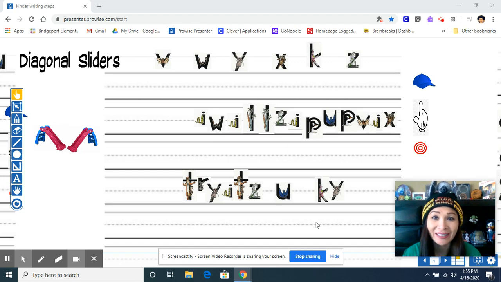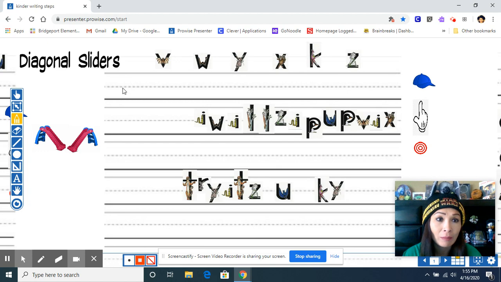Hello, in this lesson, we are going to learn how to use capitals, spaces, and periods in our sentences. First, we will start with our warm-up, making sure that we have dotted lines with the top, middle, and bottom line. We're going to review our diagonal sliders letters. So let's do our warm-up. We're going to write the letters V, W, Y, X, K, and Z, because these letters all have diagonal lines in them, diagonal sliders.